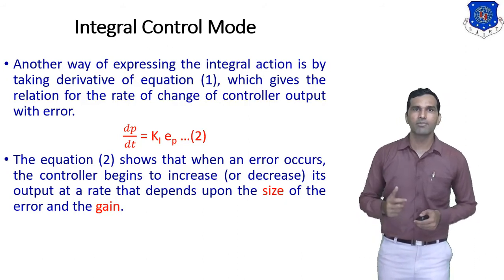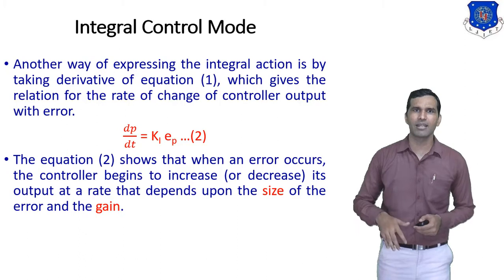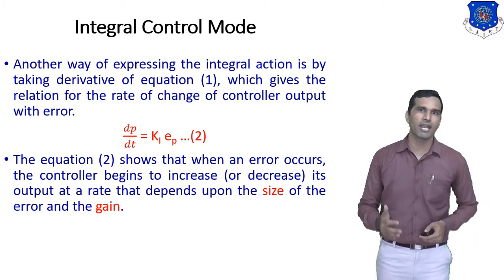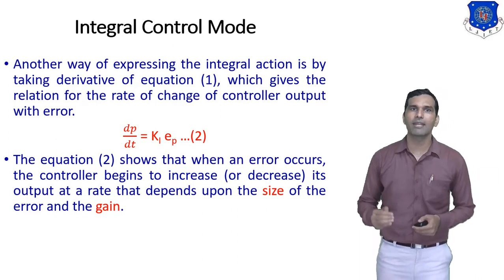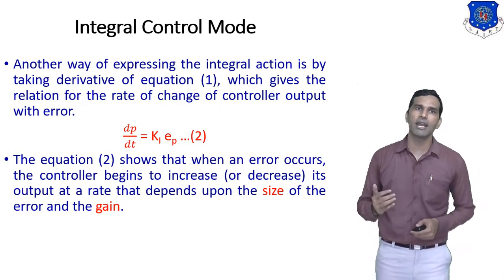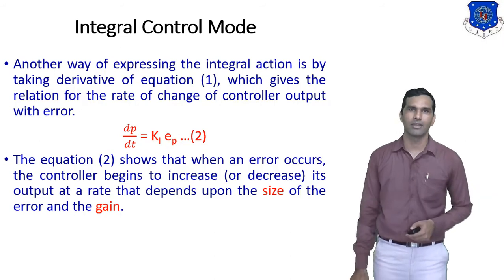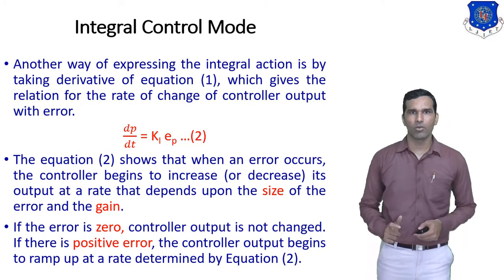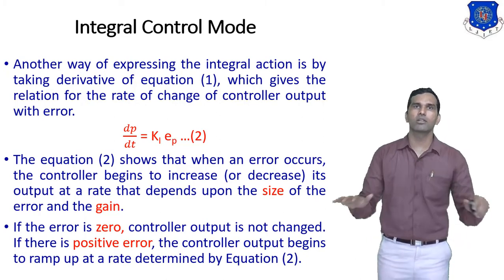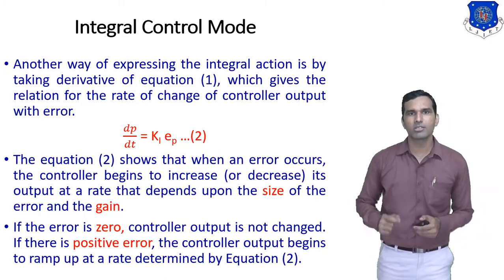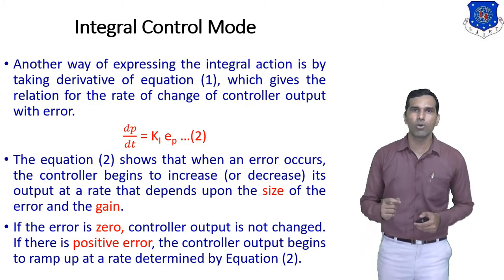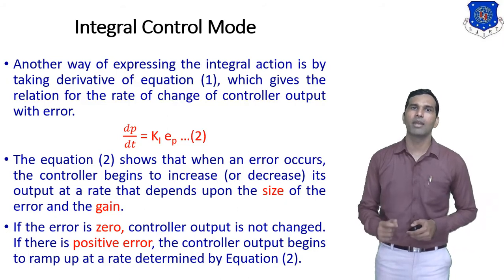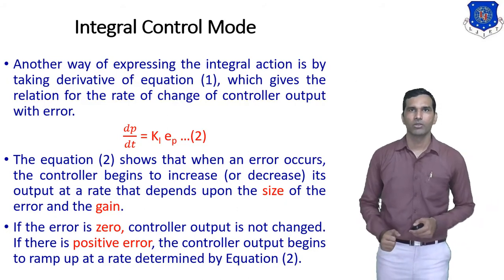That means if some error occurs, whether the error is positive or negative, we discussed already what is positive error and what is negative error, the controller changes its output at a rate that depends upon the size of the error and the gain. If the error is 0, the controller output is not changed. If there is a positive error, the controller output begins to ramp up at a rate determined by equation number 2.